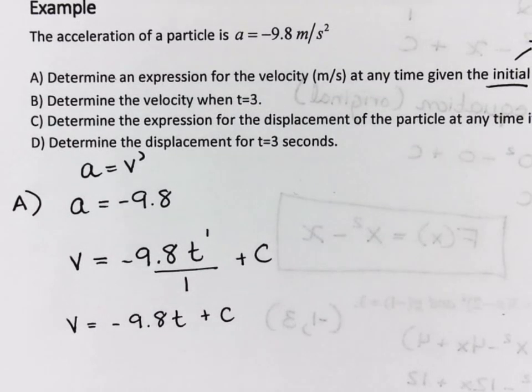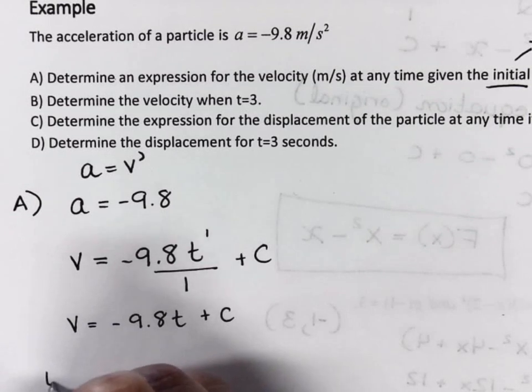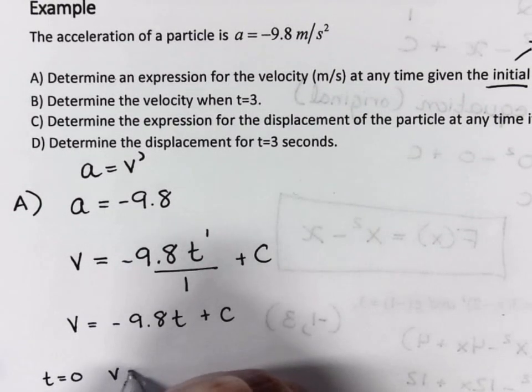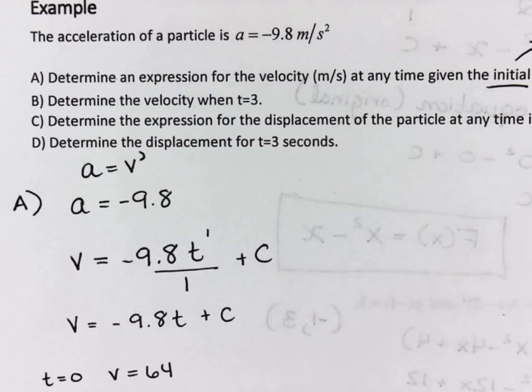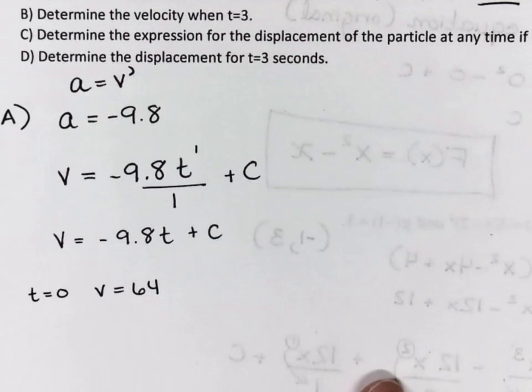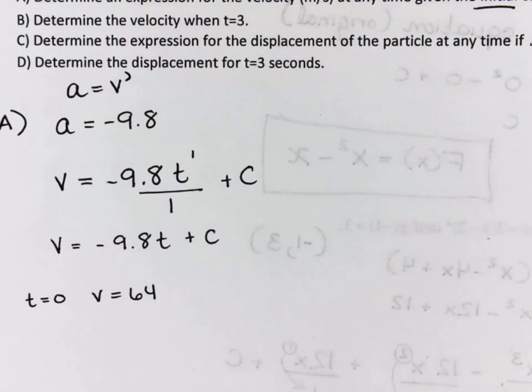So you're not quite done yet because we have another piece of information about that. We have a coordinate pair. We know that when t is equal to 0, velocity is equal to 64. And again, I'm leaving the units off just so it doesn't get cumbersome, but just know your units if you were doing any math with that. Now we know c equals 64.